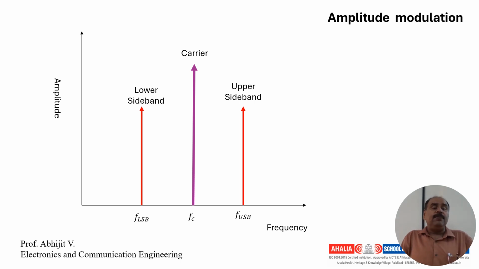So this is an example of the frequency spectrum. You have the amplitude here, you have the carrier here, you have the lower sideband and the upper sideband here. Repeat, when I say FC plus FM, it comes to the upper sideband here, FC minus FM, lower sideband to the other end.